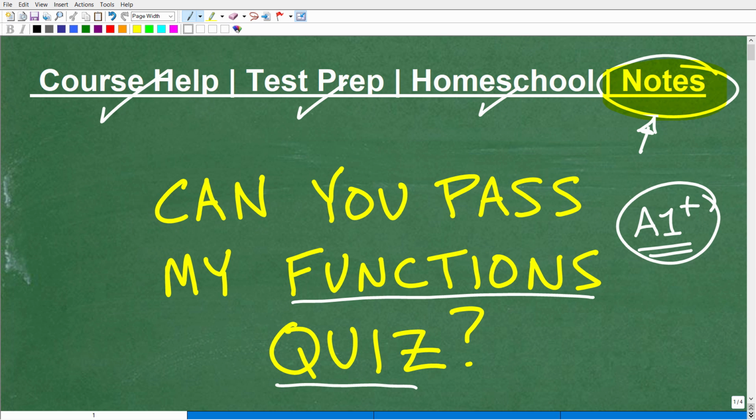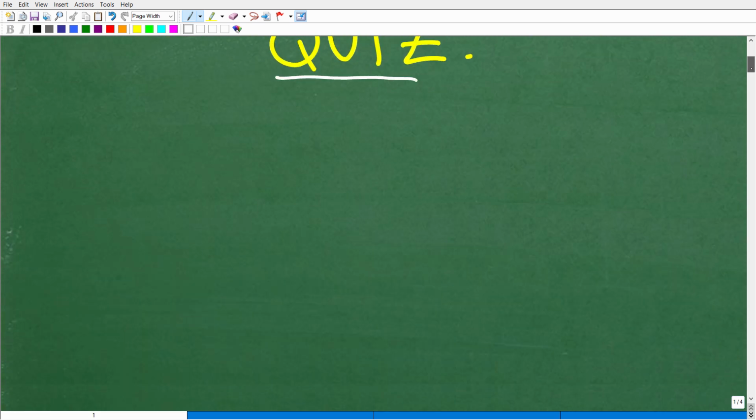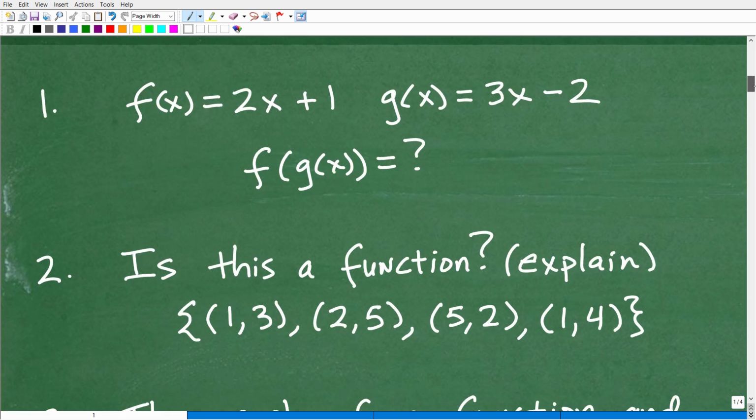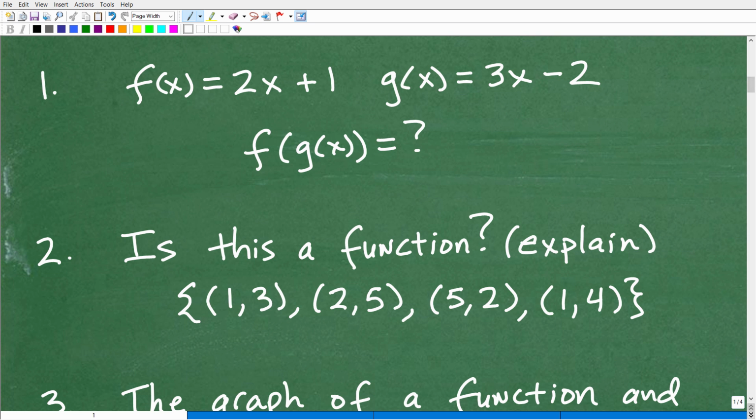Okay, so let's get into this functions quiz. Again, this is just a 4-question pop quiz. Let me show you the questions, and then I'll go through the answers. The first question is: I have two functions, f of x is equal to 2x plus 1, and g of x is equal to 3x minus 2. I'd like you to find this.